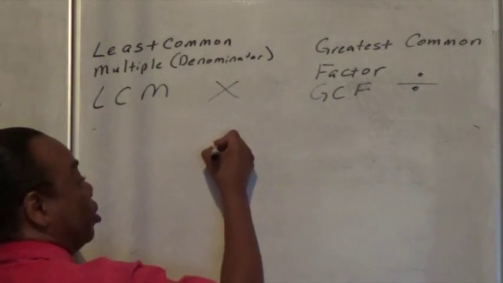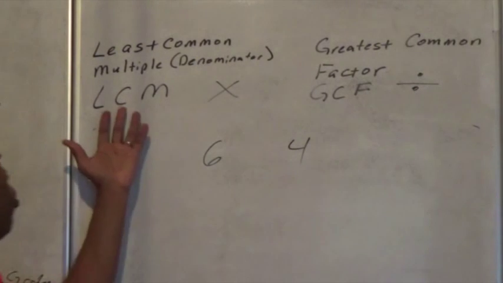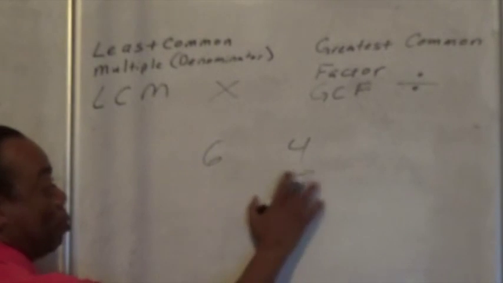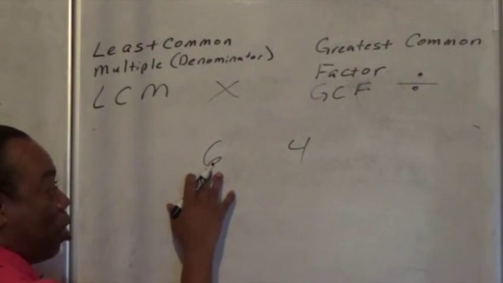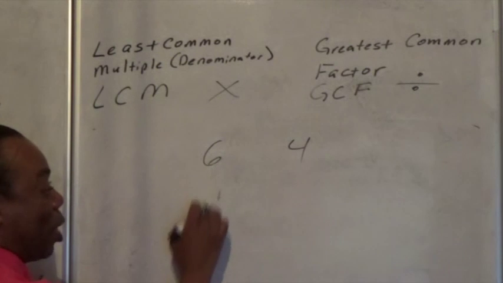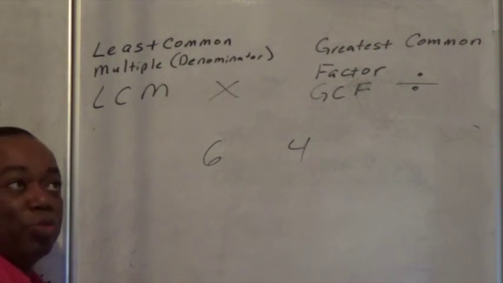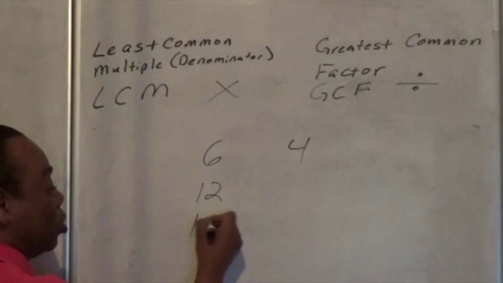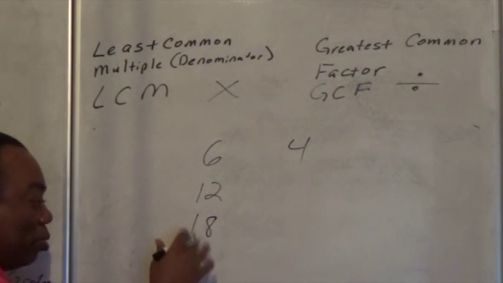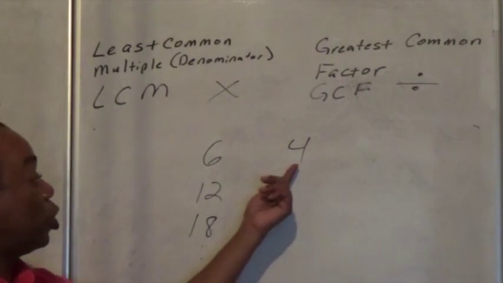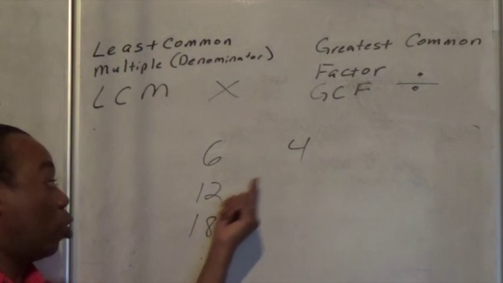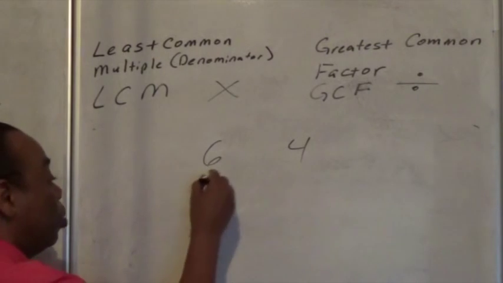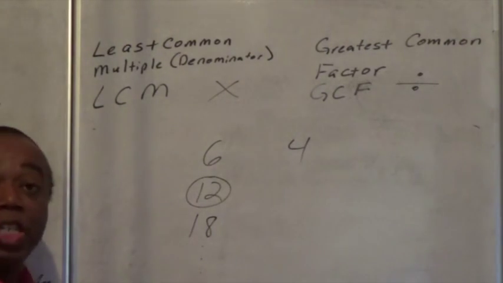Let's say we had 6 and 4, and we're looking for the LCM. I want to find what number they match in the multiplication tables. I start with my largest number, 6, and write down about 3 terms in the multiplication table of 6: 6, 12, and 18. I'll stop here. I could go further, but that's usually enough. Then I find the first number that is also in the 4 times table, and that will be 12. That makes 12 the least common multiple.